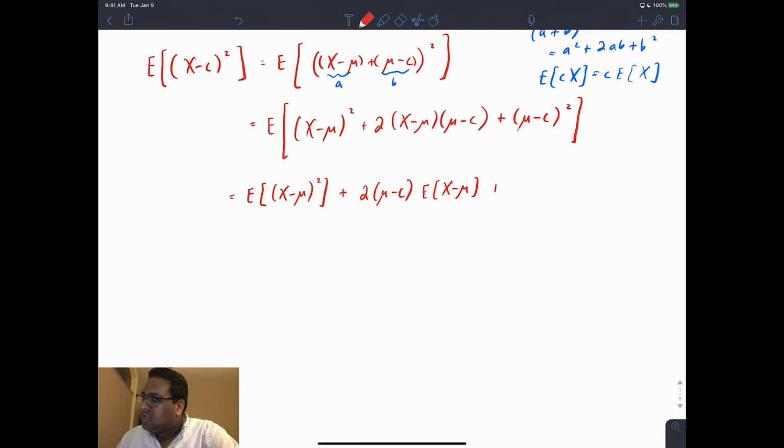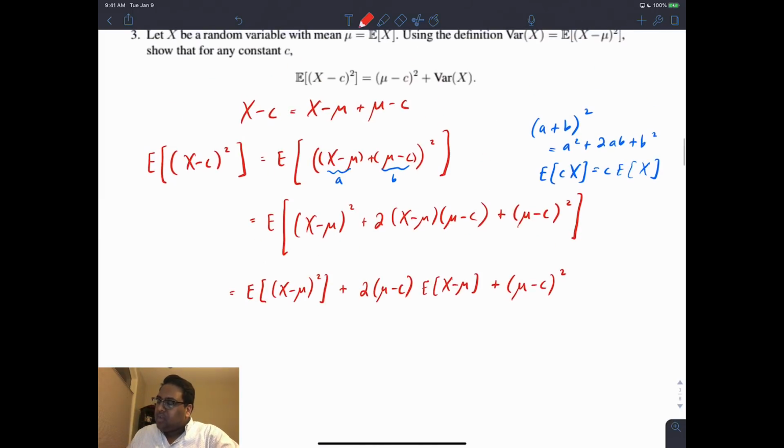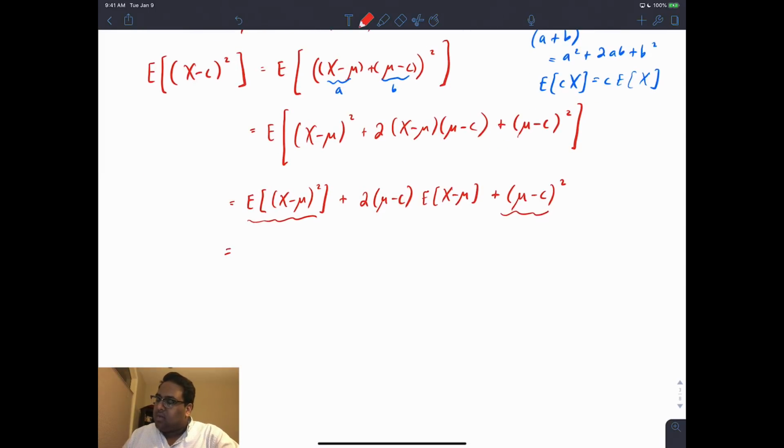Okay, and then plus, now mu minus c is just some constant, right? Because mu is some fixed value, and c is also some fixed value, so (mu minus c) squared is just some constant, and the expectation of a constant is just the same constant. So I can drop the expectation for the last term, and I have (mu minus c) squared. Okay, now matching this up with our goal, we notice we already have the last term, (mu minus c) squared, and we already have the first term, the expectation of (X minus mu) squared, right? Because we know that that's just the variance of X.